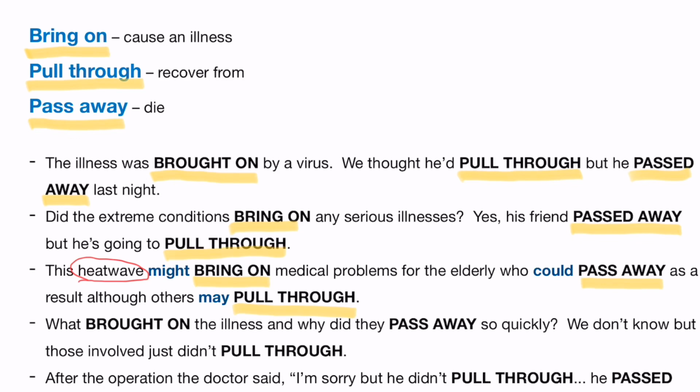And might. Might is a modal verb of possibility. So this heat wave might bring on medical problems. It may, maybe yes, maybe no. The elderly are old people. It's an elegant way of saying old people, who could pass away, another modal verb, as a result, although others may pull through. And many people don't know the difference between may and might.